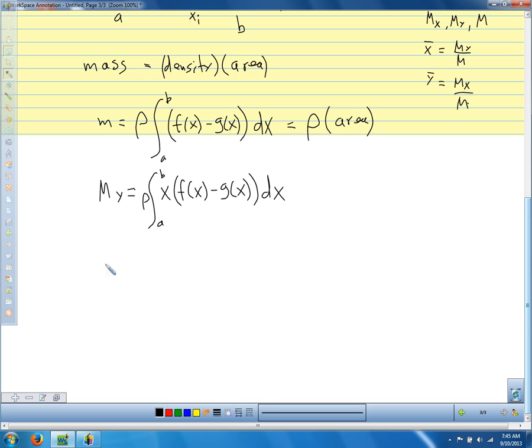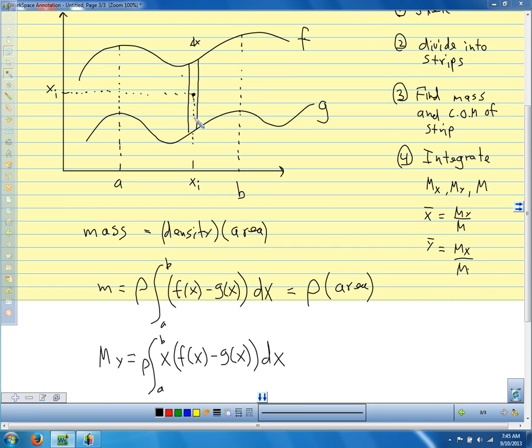All right, the next one's a little trickier, but not much. The moment about the x-axis. I need rho. I need an integral. We know we're going from A to B. We know that we have the area of the rectangle, so f of x minus g of x dx is still in there. But we have another quantity now. Let's look at our drawing. How far is the center of this rectangle from the x-axis? How do we find the y-coordinate of the center of that rectangle?